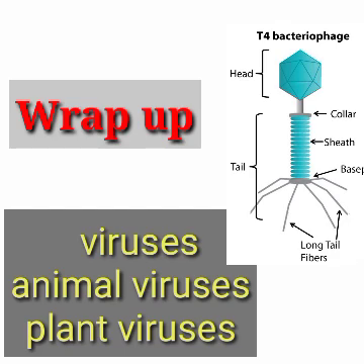Dear student, now we have to wrap up our lesson. Today we have learned about virus. A special virus, that is bacteriophage, we have discussed. It has an outer coat and inner core. Inner core has DNA or RNA, and its coat is made up of proteins. Animal or plant viruses cause different diseases in animals and plants.